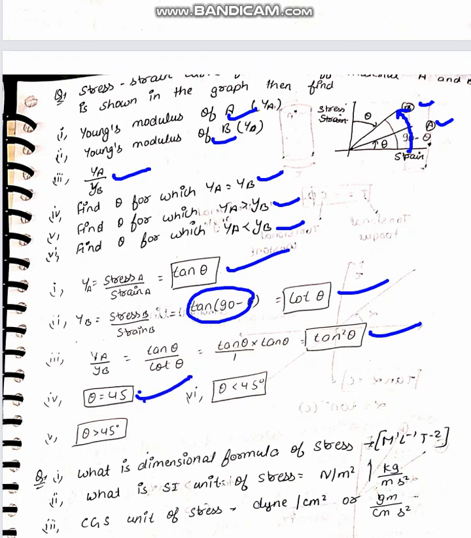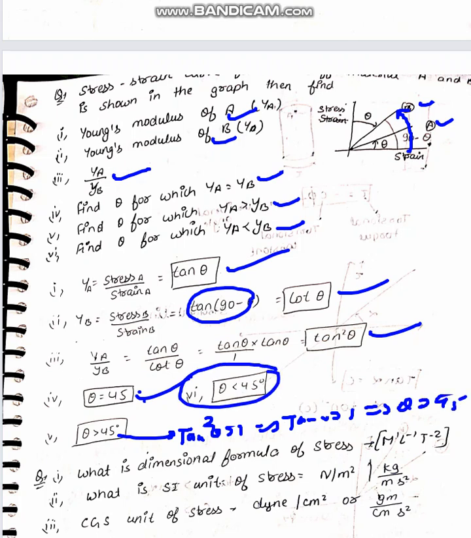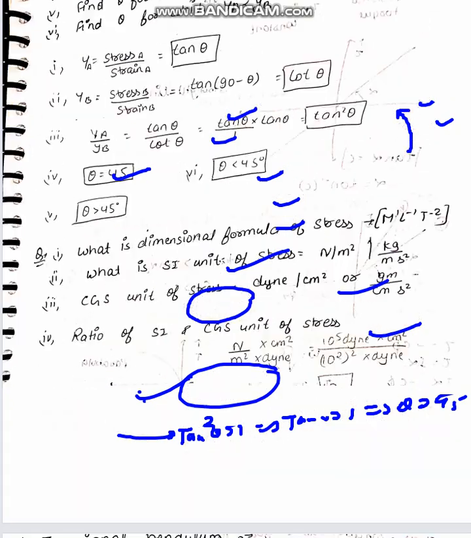Conditions for which YA greater than YB. So YA is greater than YB. The ratio is tan square theta, so it should be greater than 1, which implies tan theta greater than 1, which implies that theta should be greater than 45. And for the next question, obviously it should be less than 45. Let's begin with the next question.